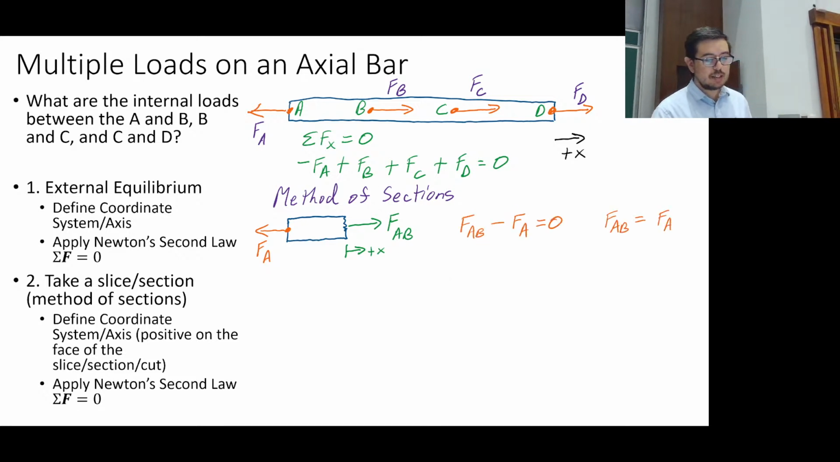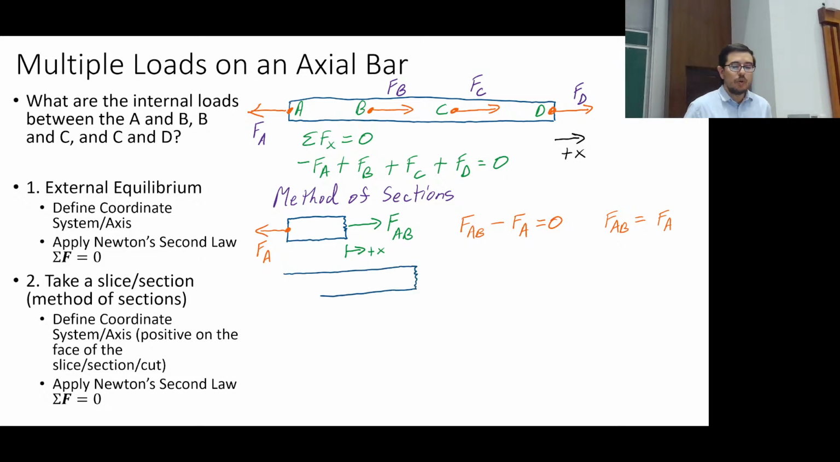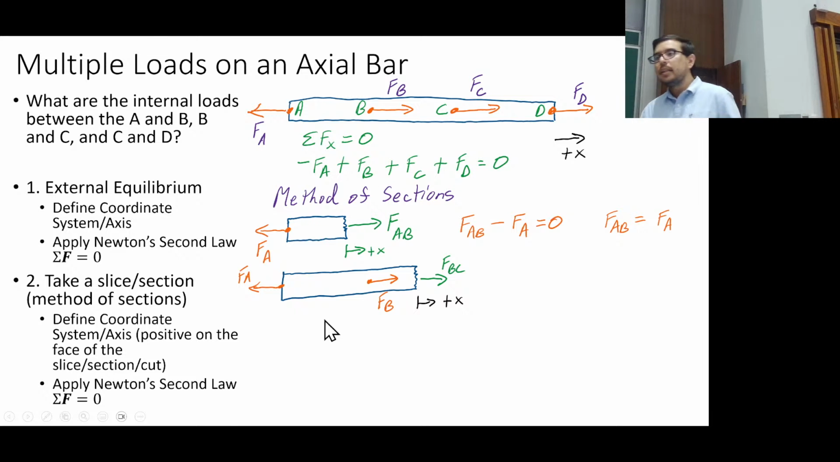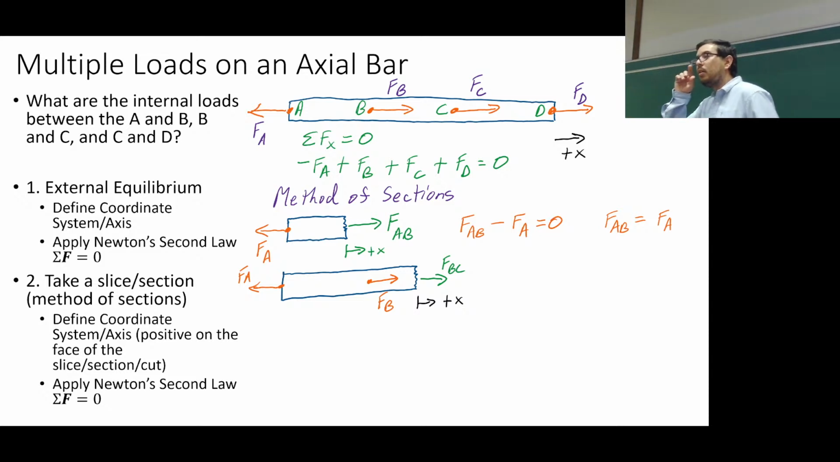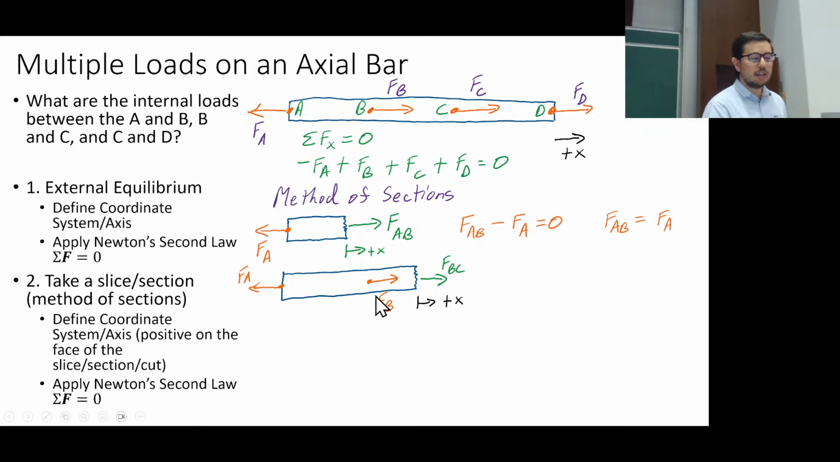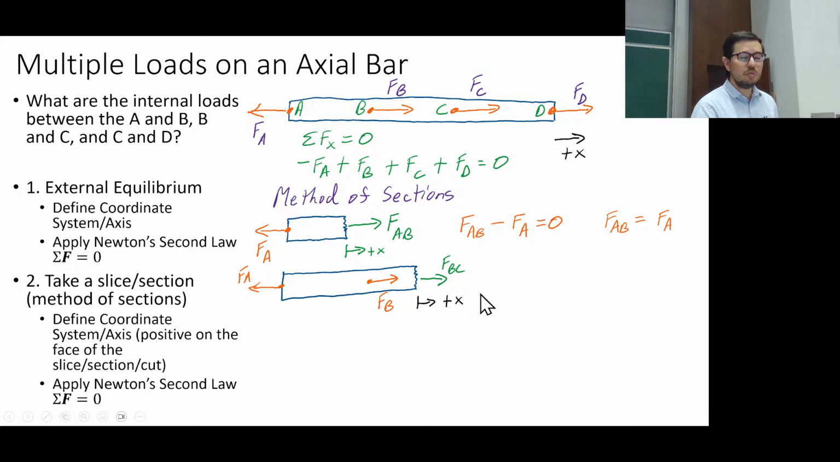Now, what about the second section? Well, this is a little bit more complicated, because I have gone past the B, and I see that I've now got to draw another FBC. And you're like, wait, but I had an internal FAB. We don't care about what's going on between A and B now. But we do care about these external loads, FA and FB. So, how would you write out the math for this one?